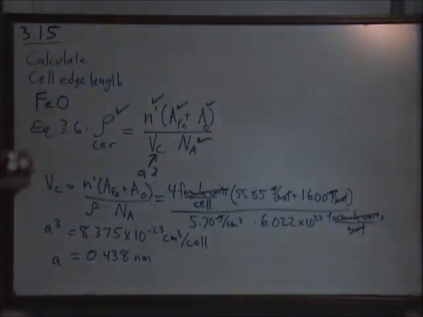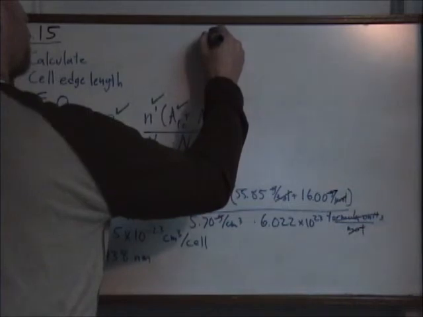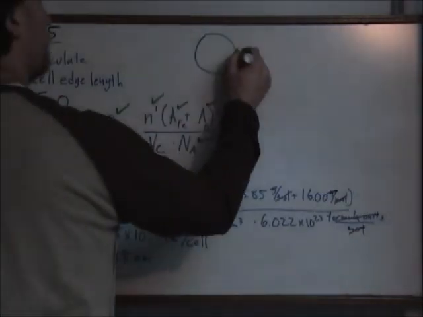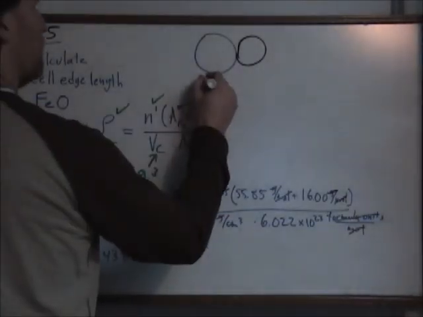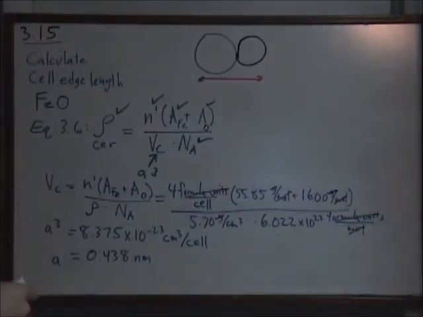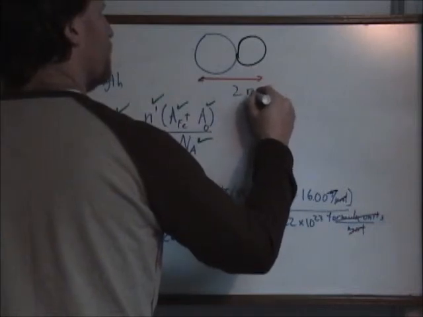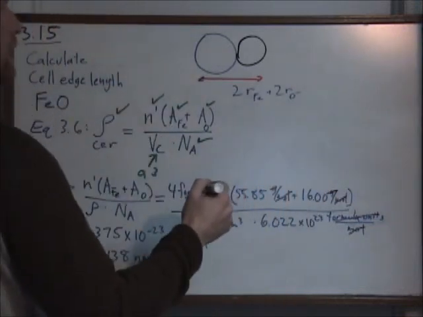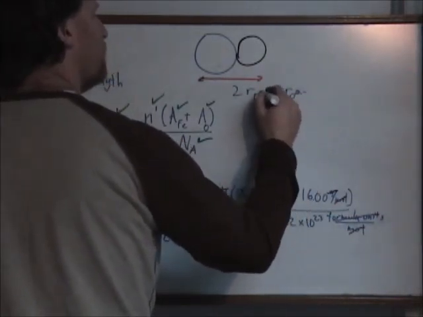Now, Fe and O each have a radius, if you will. So if we have Fe here and the oxygen here along this cell, this should be approximately our edge length. So 2 times the radius of iron plus 2 times the radius of oxygen. Now that's O 2 negative and Fe 2 positive.